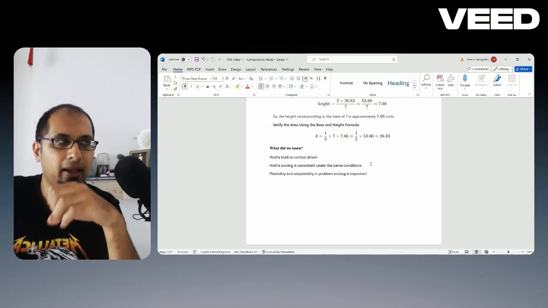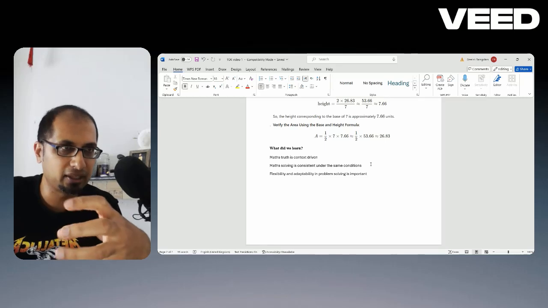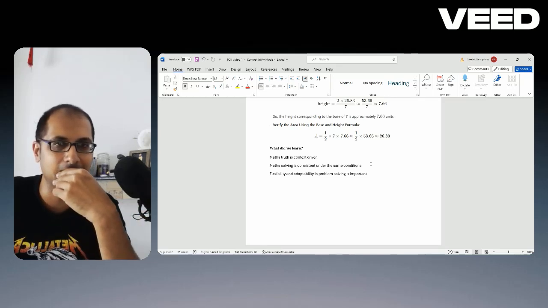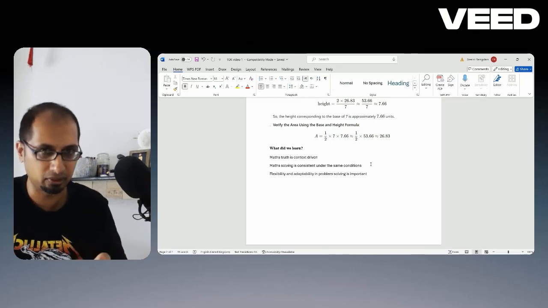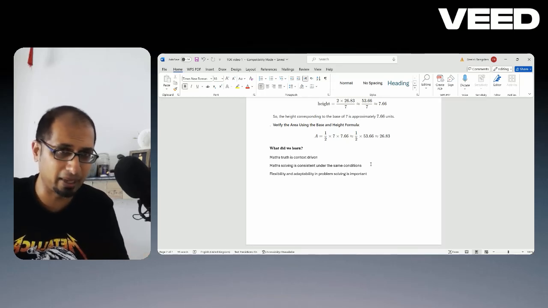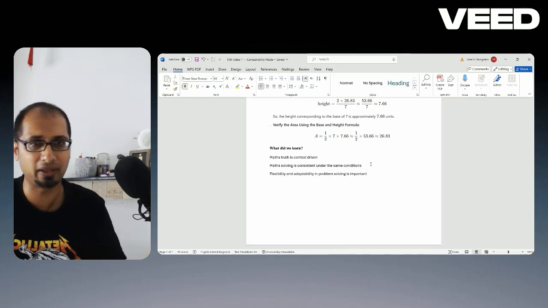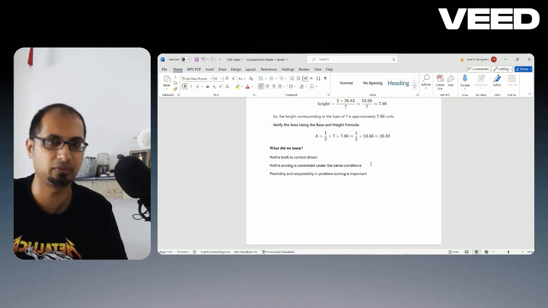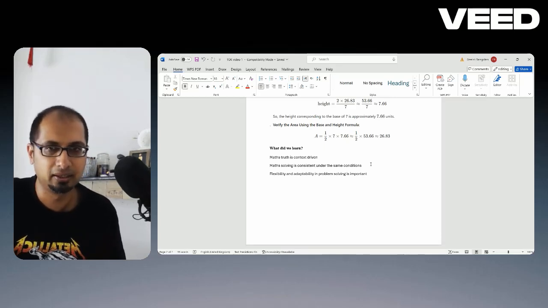Okay, meaning we need to look at the context and then decide which equation we're going to use. Okay, so Heron's equation works if we have all three sides. With half times base times height, you can actually use other methods, and you just need two different lengths to actually work out the area of the triangle.